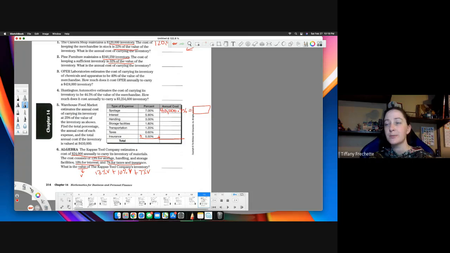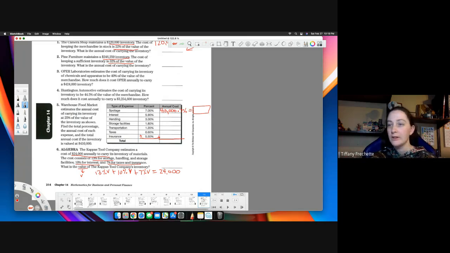Just like we did up here, we have inventory value times 7%, inventory value times 5.9%, inventory value times 3%, and we went all the way down, and then we added those together to have a total annual cost. Well, we already know what our total annual cost is. It's $24,000. We simply add that to the end. Sorry, that equals.